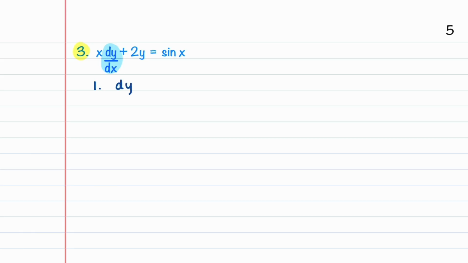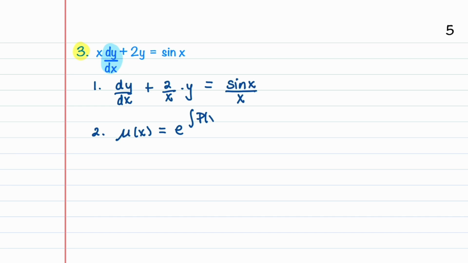This gives us dy dx plus 2 divided by x times y, and then on our right-hand side, we have sine x divided by x. Now we can go on to the next step, which is to find our integrating factor. That integrating factor is mu of x, and it's e to the integral p of x dx.